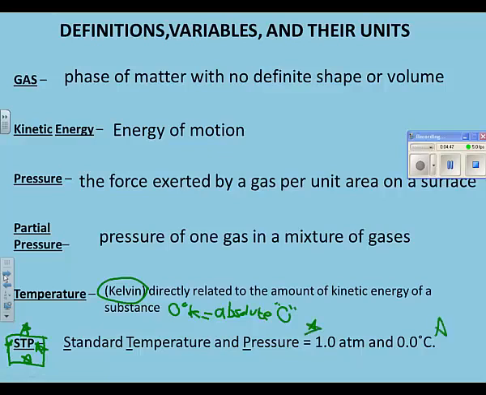They are on your formula chart, but you're going to use them enough that you need to know what they are. 1 atmosphere and 0 degrees Celsius, which just happens to be 273 Kelvin, is STP. So when you see STP, you're going to need to put in those values. So make sure you know what STP is.